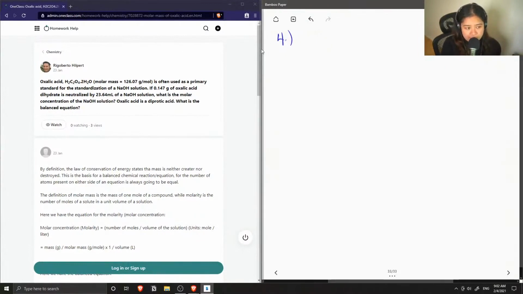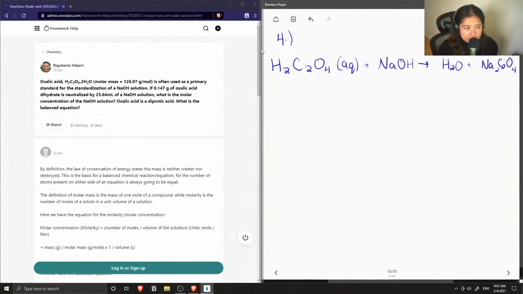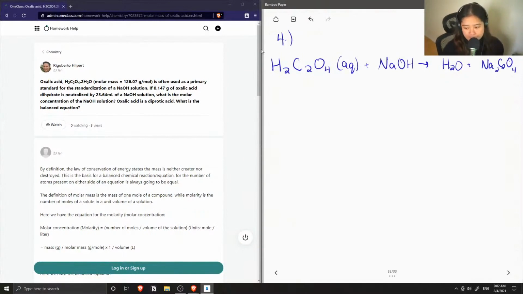Okay, so let's write out the equation. If we had oxalic acid plus sodium hydroxide produces water and a salt, which would be sodium oxalate, Na2C2O4. Okay, so this is the neutralization reaction. And now we have to balance this equation.